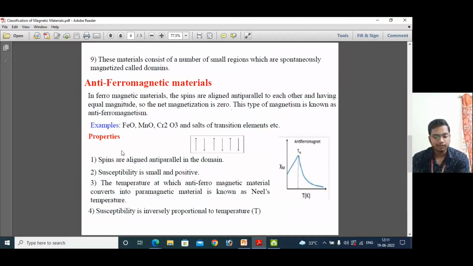Now let us see the properties. Spins are aligned anti-parallel in the domain. We can see here that every spin is aligned anti-parallel to each other. Susceptibility is small and positive. The temperature at which the antiferromagnetic material converts into paramagnetic material is known as Neel's temperature. Susceptibility is inversely proportional to temperature, that is, xi is inversely proportional to T.